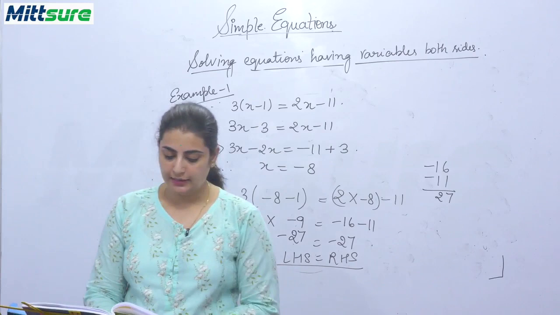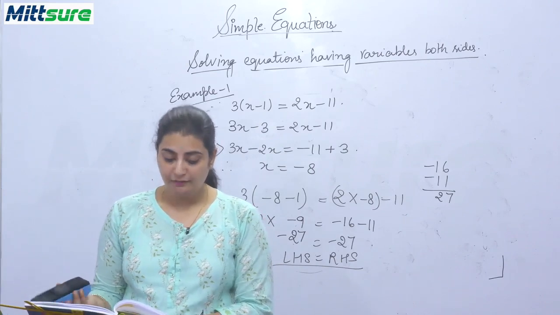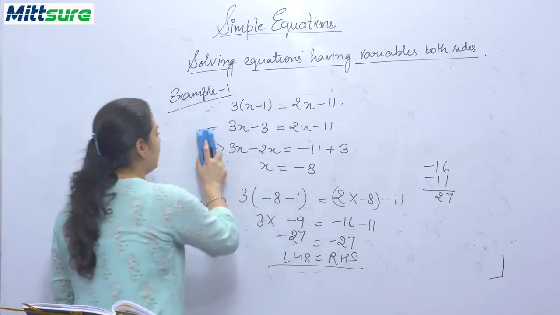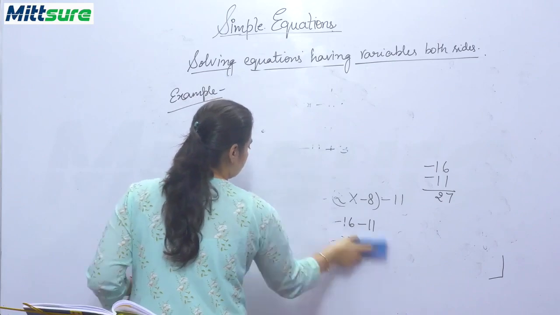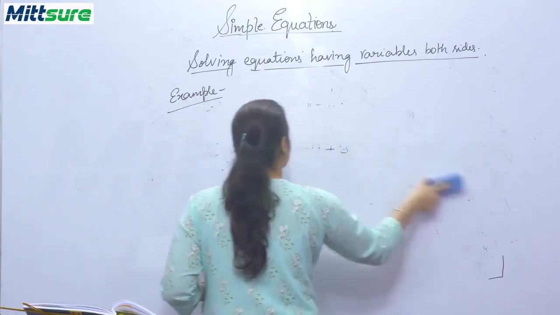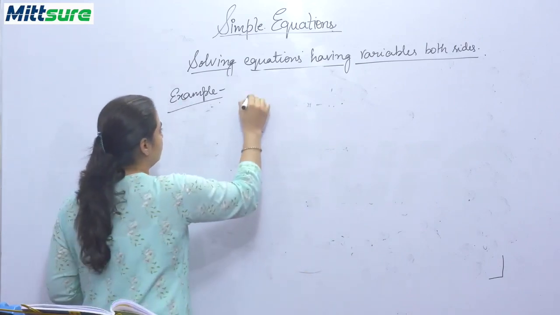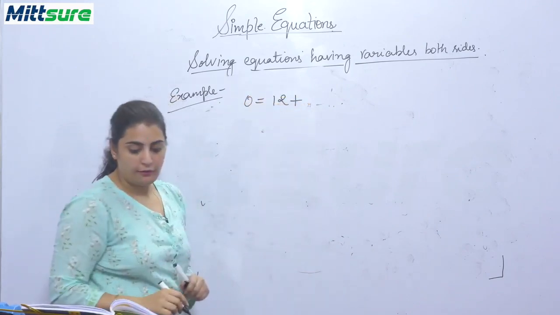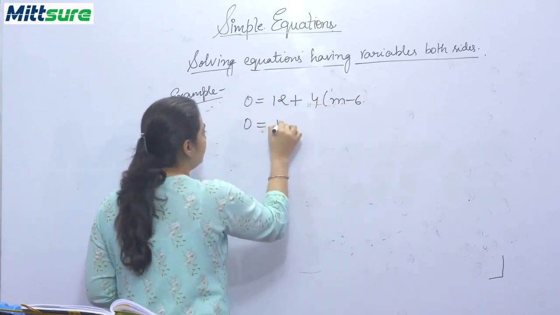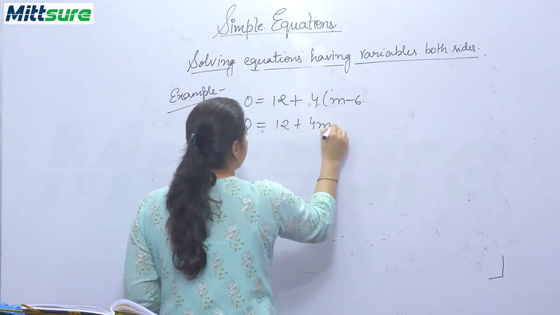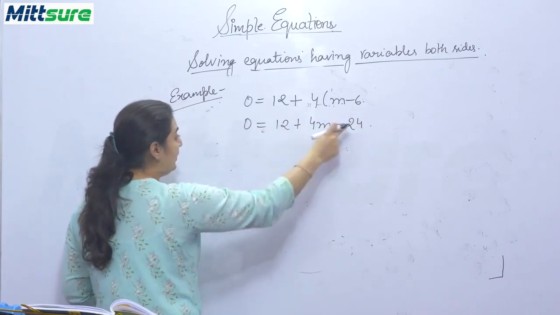Now let us take another example. Solve the equation 0 equals 12 plus 4m minus 6. So let us take the next example. The next example is 0 equals 12 plus 4m minus 24. I will take all the terms this side, only the constant terms.